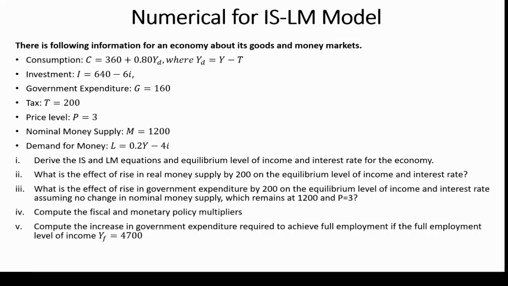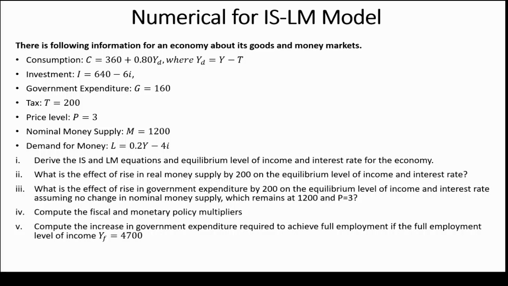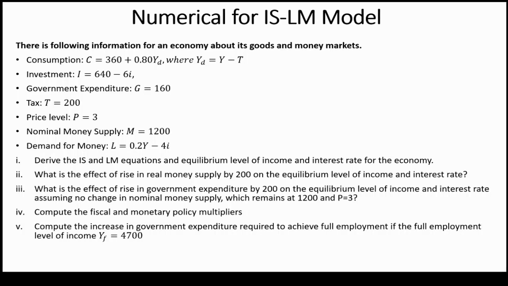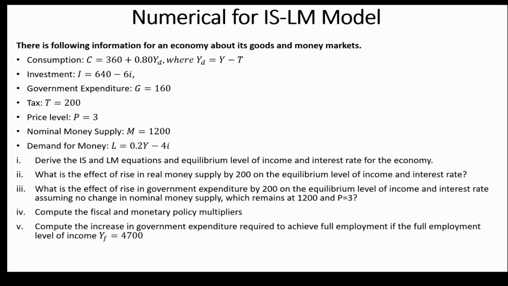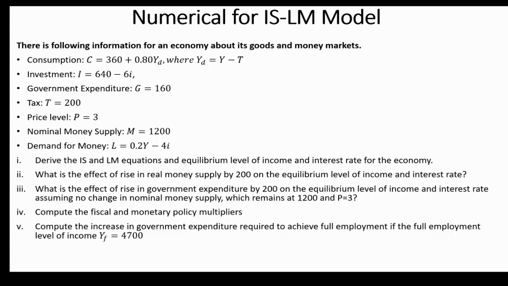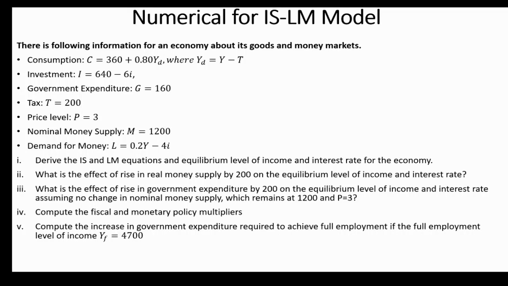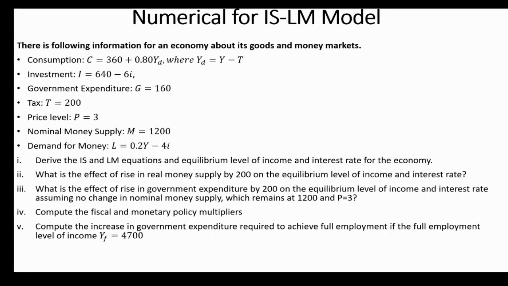The question is like this: there is an economy which is characterized by the following information. What is the information? You have consumption, which is given as C = 360 + 0.80 YD, where YD = Y - T. Here T is tax. It is an autonomous tax, which has already been given. The value of tax is 200.